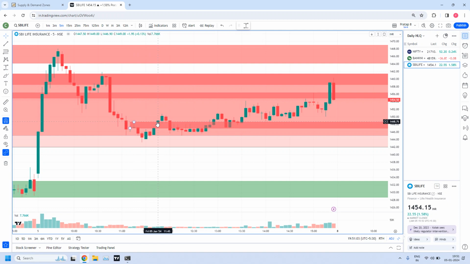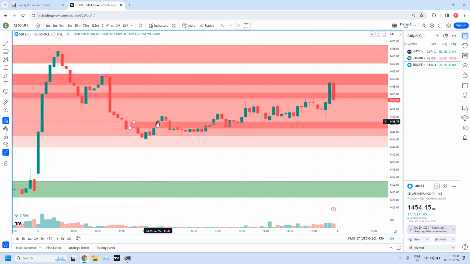And that way, SBI Life has given 11,700 rupees profit, which is a 6.03% return on the investment, very close to our average ROA of 6.1%. So this is the way we have seen a successful trade in SBI Life, even though one of our fine-tuned zones is violated. This is the point you need to understand.